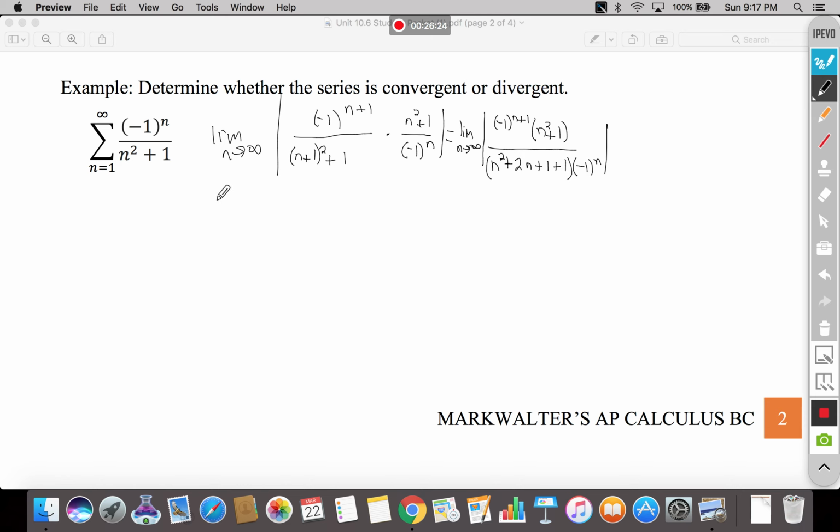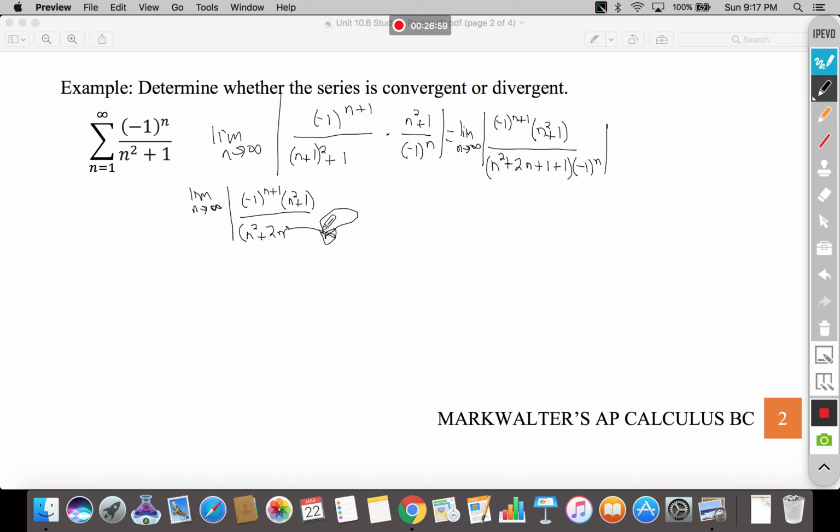All right. Okay, keep simplifying from there. Maybe we'll start seeing some things happen. This is going to be the limit as n approaches infinity of negative 1 to the n plus 1 times n squared plus 1, all over. Simplify this whole parentheses thing up here, it will give me n squared plus 2n.